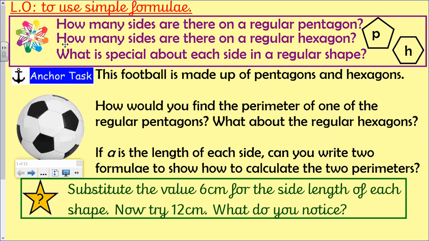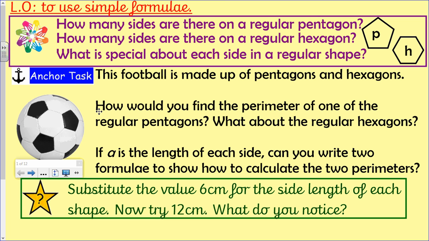So today we are using simple formulae, okay? Strange pronunciation, but it is correct, formulae. Formulae is more than one formula. From the Latin, for a bit of information for you there, my degree in Italian coming in useful again.